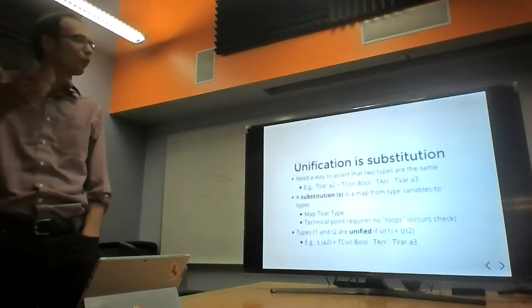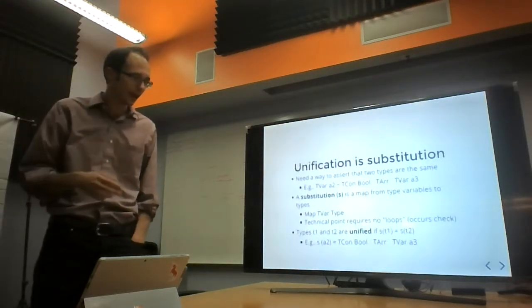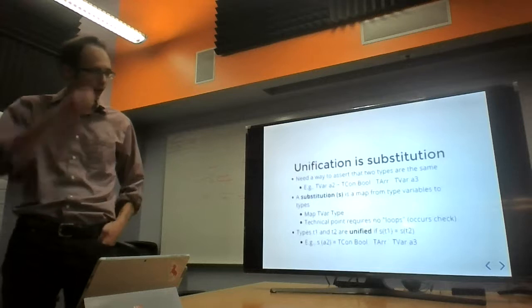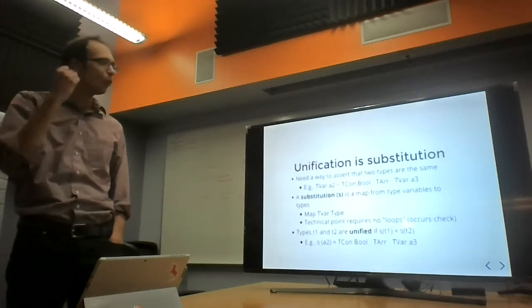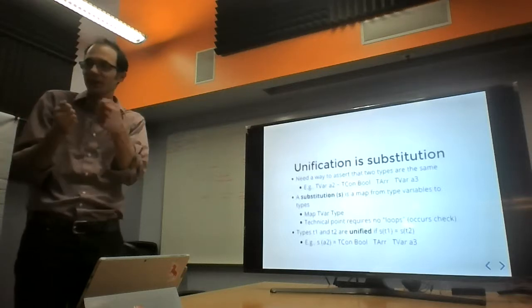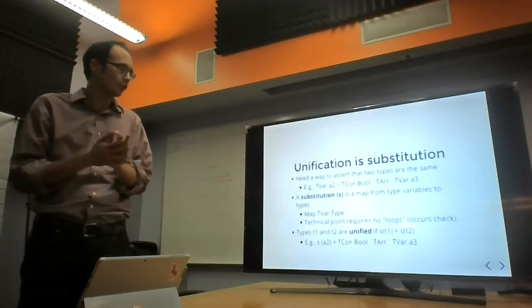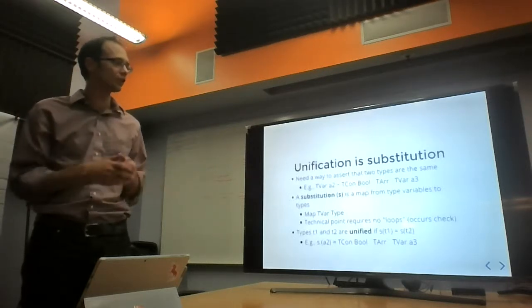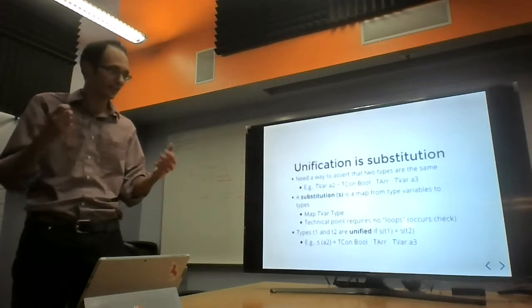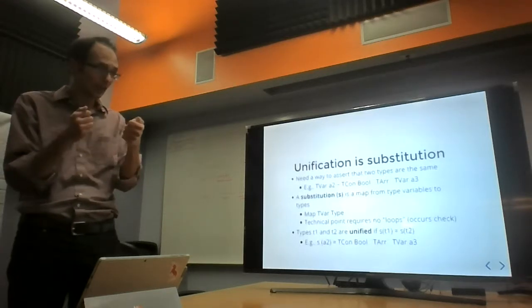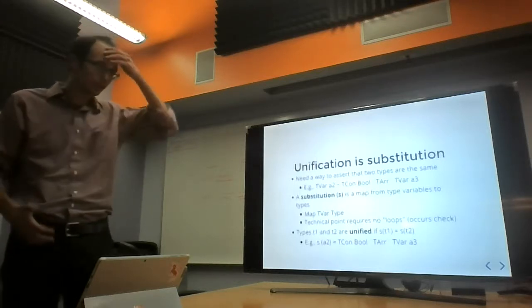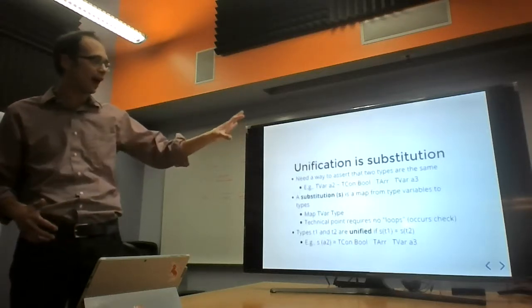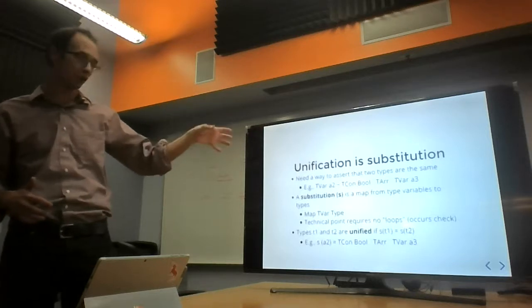So of course, we don't want to do this in just an ad hoc way. We need some way to think formally about what it means to assert things about types. The term unification is used to talk about what it means formally to say that two types are the same. And essentially what it means under the hood is that you have a substitution.